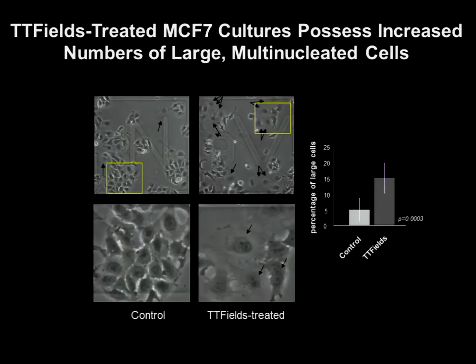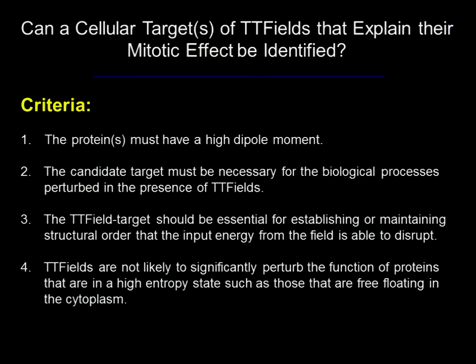And we additionally see evidence of this in MCF7 cells, which are a peculiar cell line. They become very, very large when they become tetraploid. And again, we see a large number of these very large cells in the TTFields treated case, but not in the control. So what's the target of the TTFields? And this is the main point.